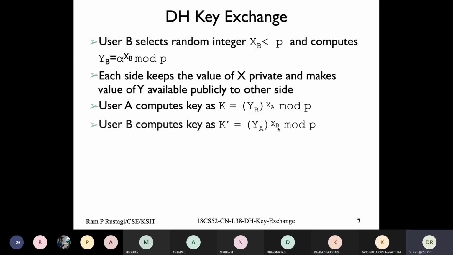Similarly, user B computes YA power XB. YA is the number which user A computed, and YA is known to everybody too. But XB is known only to user B. So user B computes YB, sends to A. User A computes YA, sends to B.